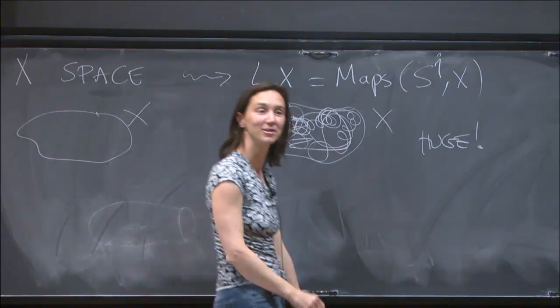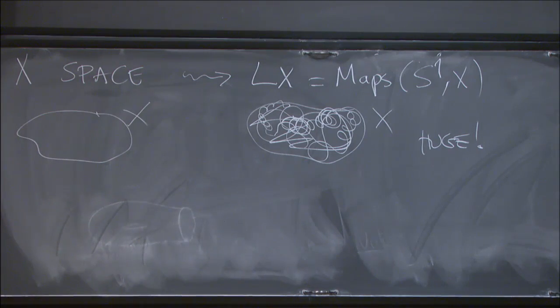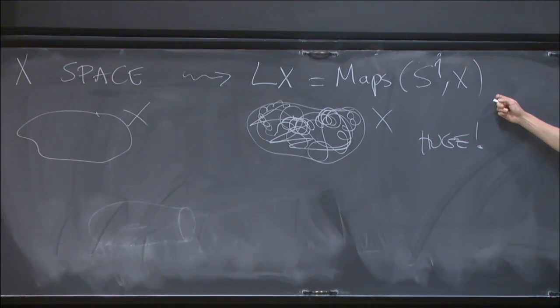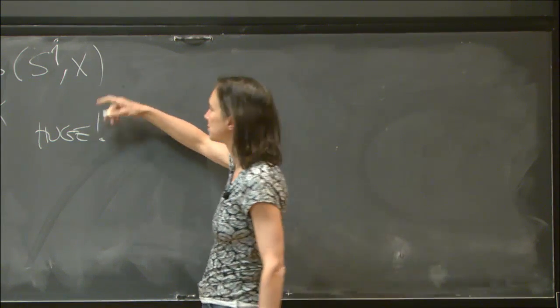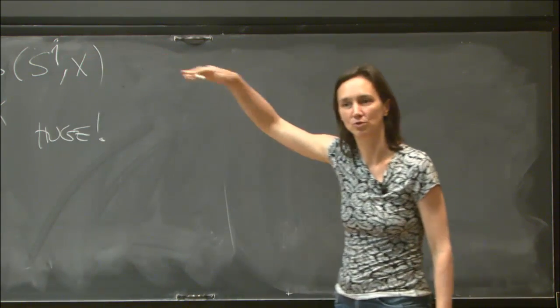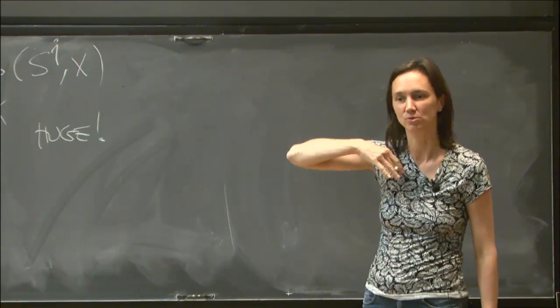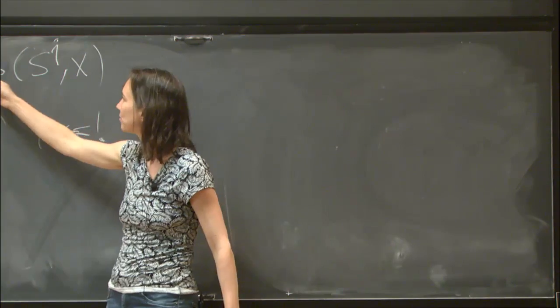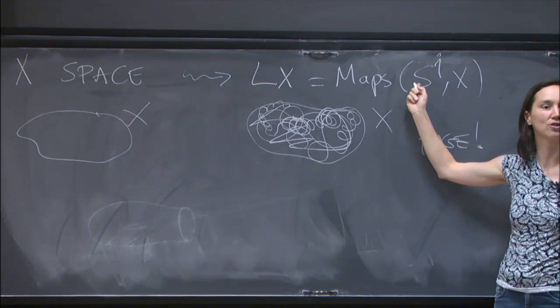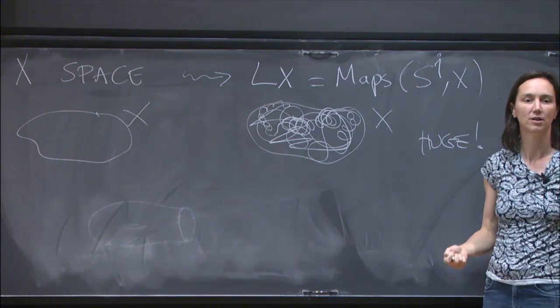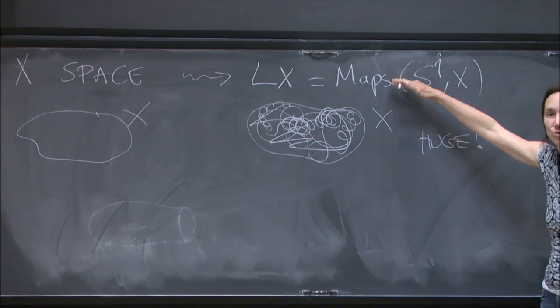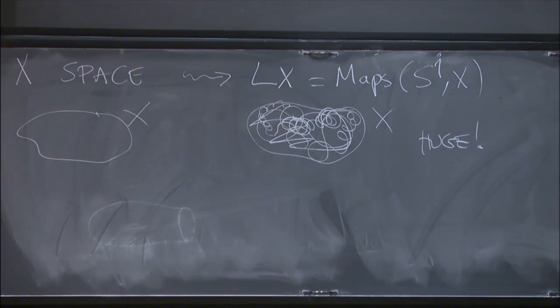So first thing to note about it is we started with a space which maybe was reasonable. We end up with a space which is not reasonable. You can make this into a topological space. There are many models you could choose. We're going to just think the simplest model, which is we take all, when I write maps, I mean all continuous maps. Okay, the circle goes to an actual circle. We could restrict to nicer maps, but let's just think about continuous maps. And you can give it a topology.